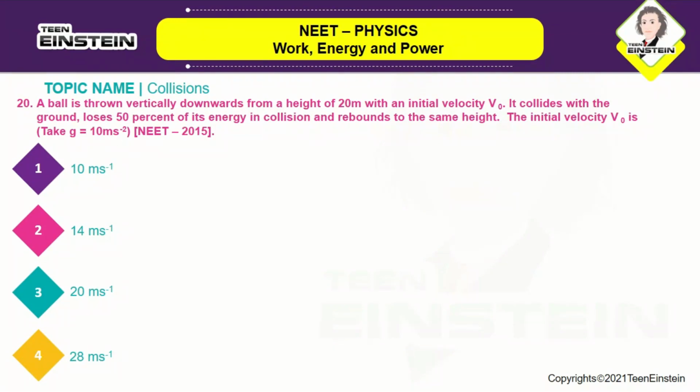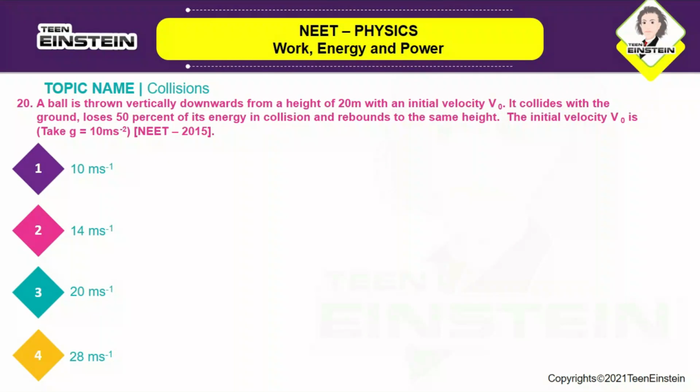Let us move on to the next question. A ball is thrown vertically downwards from a height of 20 meter with an initial velocity v0. It collides with the ground, loses 50% of its energy in collision and rebounds to the same height. We have to find the initial velocity v0, and you are going to take g as 10 meter per second squared.